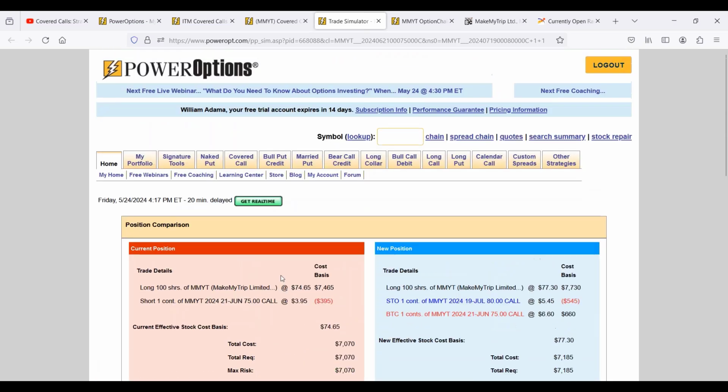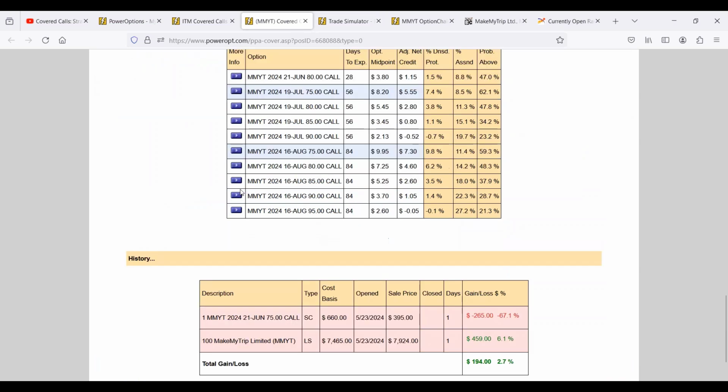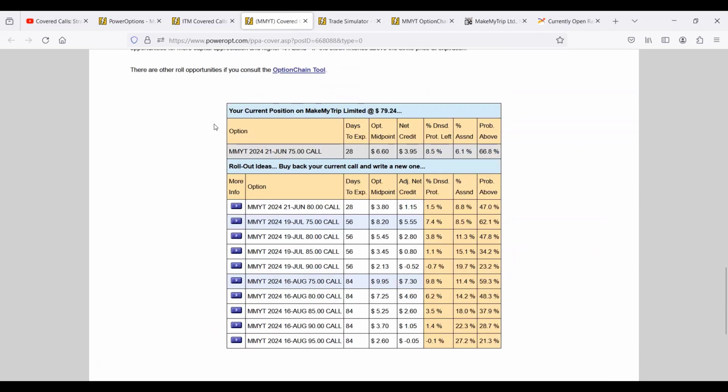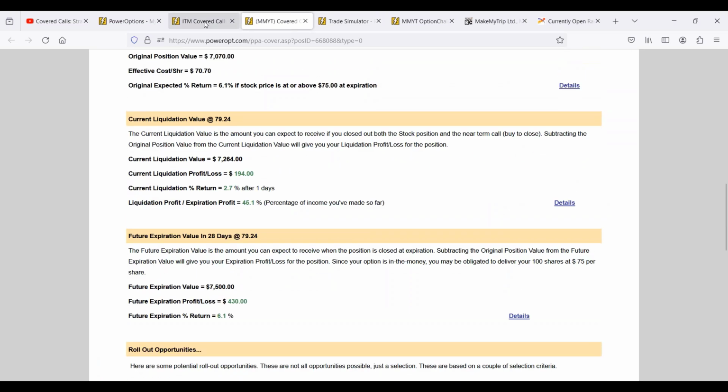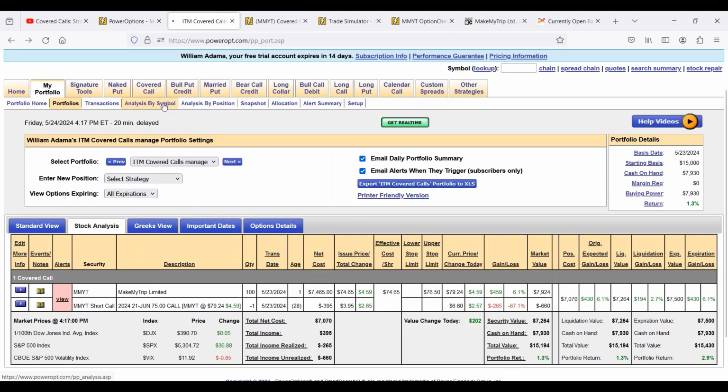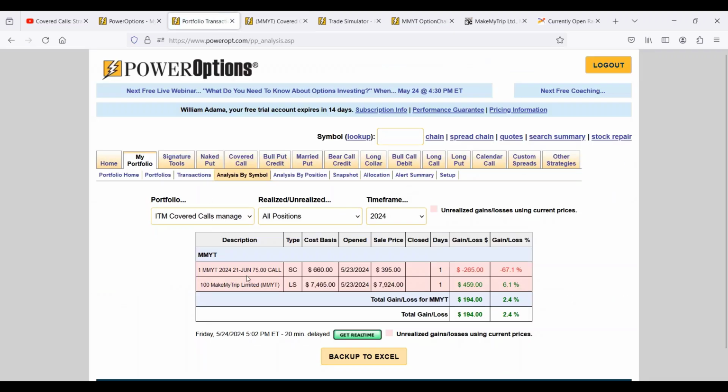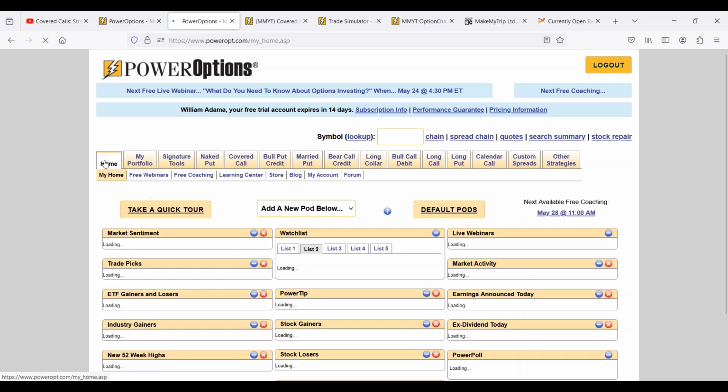You'd be able to see the history when you go to the rollout opportunities. You'd see the history down here of any adjustments. And you'd also be able to view the history in the analysis by symbol or analysis by position if the roll was completed or dividends were entered or any other longs. Okay? So, Joseph, that's how we handle in the money covered calls.